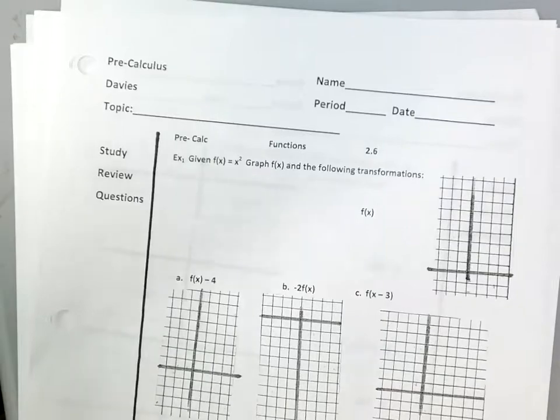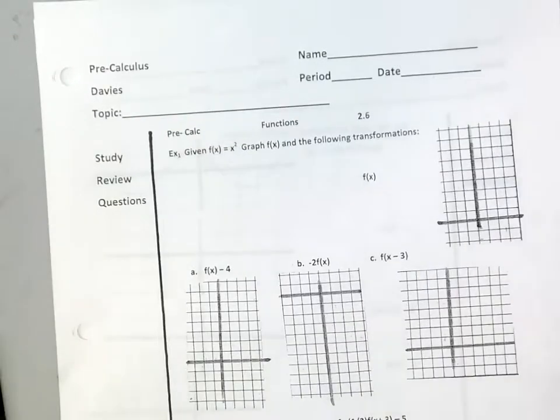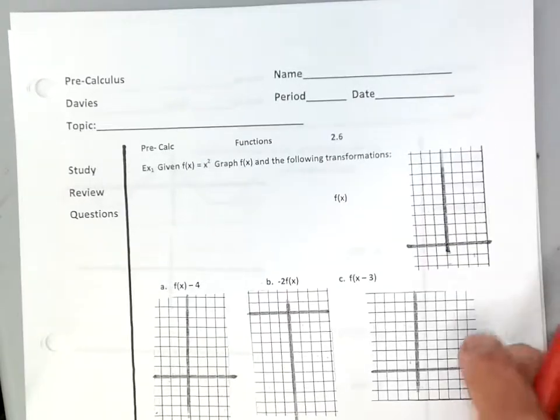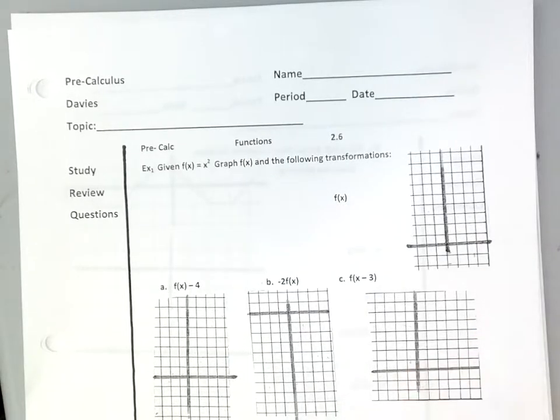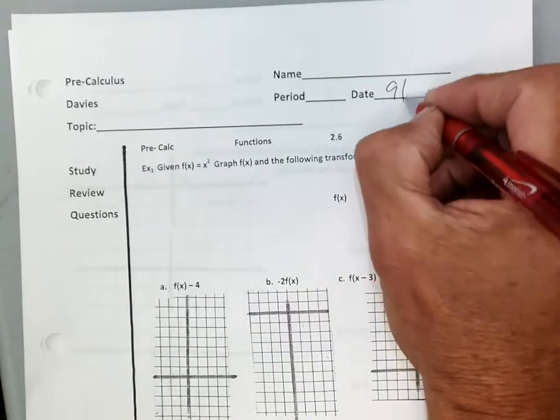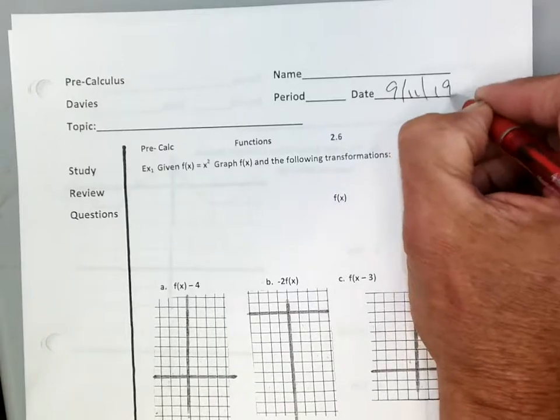So let's take a look at 2.6. We've done this. In fact, it's really nice because this morning I was talking to Mr. Massey, and he said the one thing he needs you guys to know is one, completing the square, which we'll get good at, but the other, he said, make sure they can do translations. I go, well, we've done it. We've already done a lot of this, haven't we? So today, 9, 11, 19.